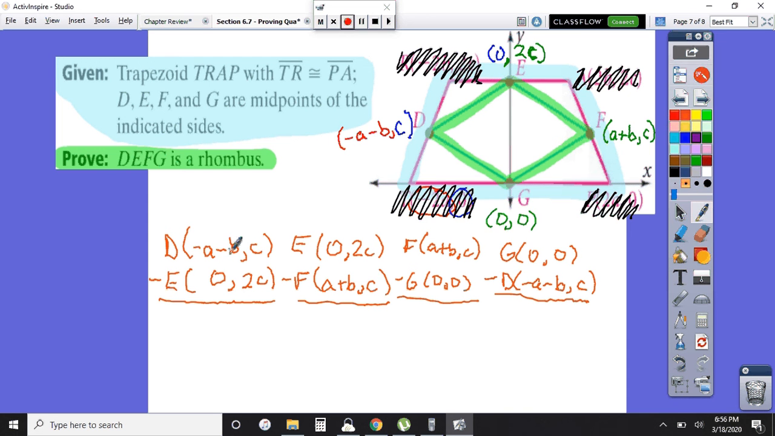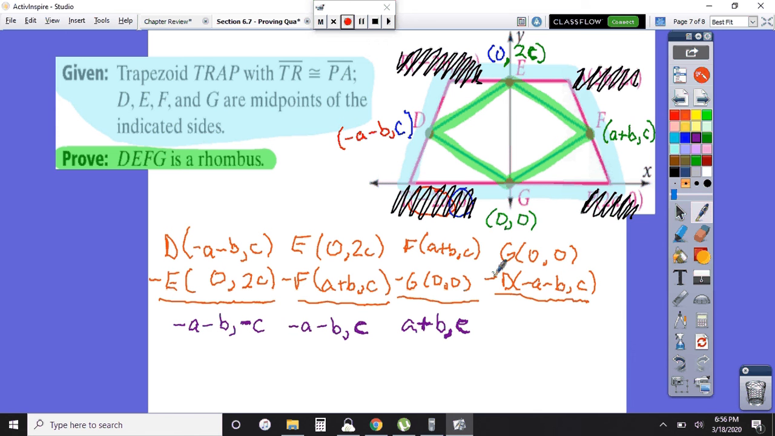So negative a minus b minus 0. Well, I'm still at negative a minus b. c minus 2c. What's negative c? Not approximately c. Negative c. For E minus F, 0 minus a plus b. Well, really, I'm subtracting the a and the b. Okay, so I'm really distributing my minus sign there. There we go. So I've really got negative a minus b. 2c minus c is a positive c. All right, F minus G, a plus b minus 0, a plus b. And c minus 0, we're at c.